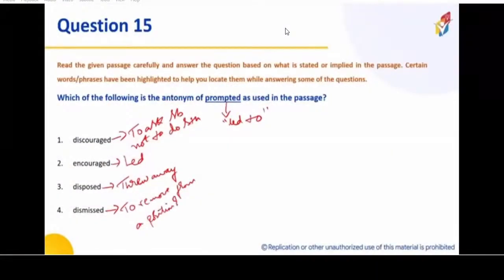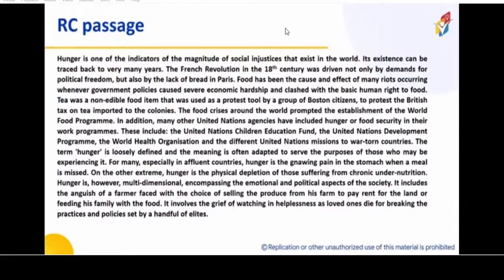Based on all of these, we can easily understand that the word encouraged replaces the word prompted pretty well. If you were to go back to the passage again and try to apply each of these words, discouraged, encouraged, disposed, and dismissed, we see that it's encouraged that fits the context best. So the food crises around the world prompted, meaning the food crises around the world encouraged the establishment or led to the establishment. However, the question here asks for an antonym of the word encouraged, as you see. So the answer should be option 1, discouraged. If it were synonym, your answer would be encouraged. But because it says antonym, the answer should be discouraged.